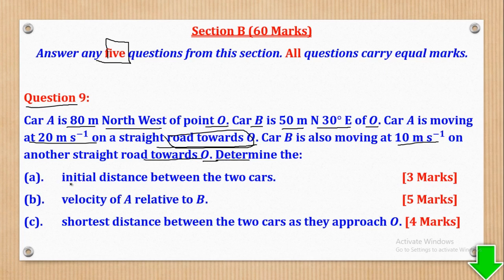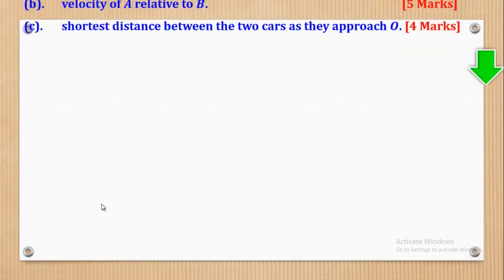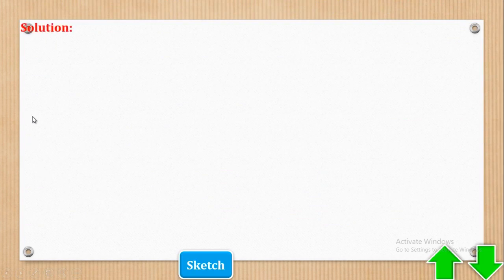Determine part A, the initial distance between the two cars, part B, the velocity of A relative to B, and part C, the shortest distance between the two cars as they approach O. So part A, they wanted the initial distance apart. To get the initial distance you have to get the relative position of the two cars initially. So R of A relative to B is equal to RA minus RB.